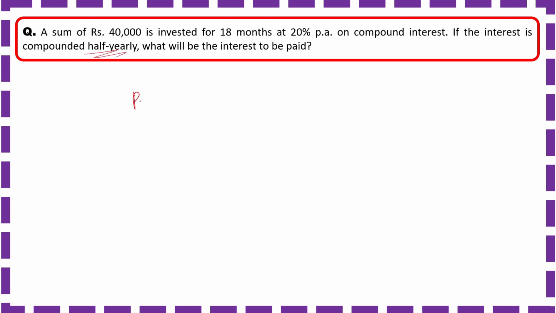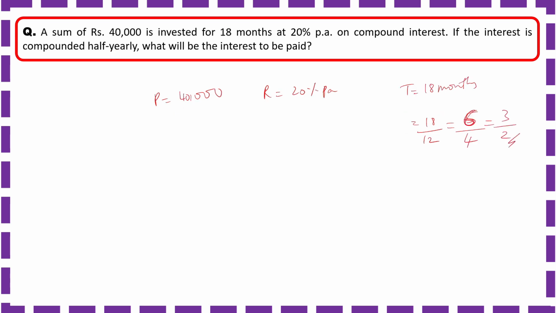So principal, we know it's 40,000. Rate of interest, we know 20% per annum. Okay. And time period, we know 18 months, right? See what we learned, time period must always be in years. So change this into years. 18 months by 12, right? 18 by 12, that is 3 by 2.